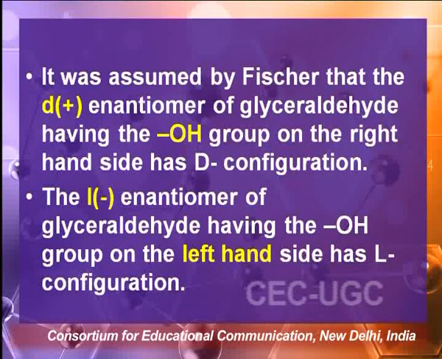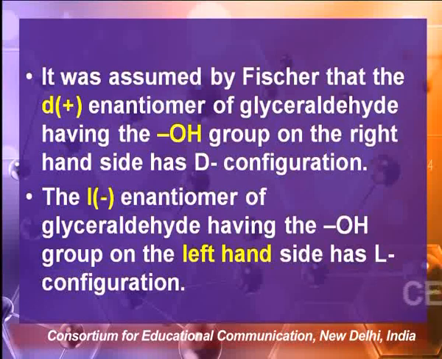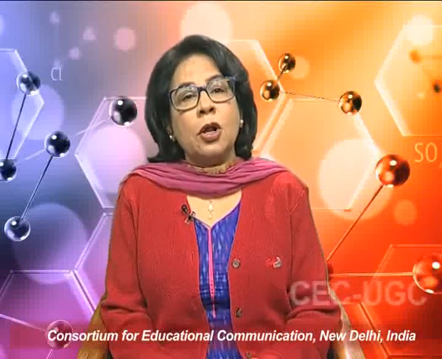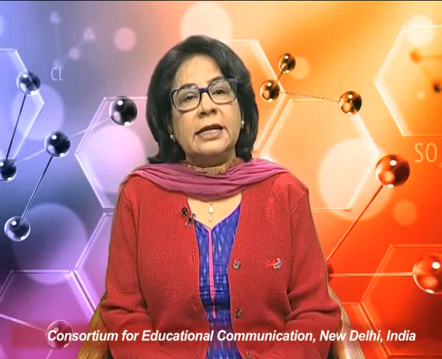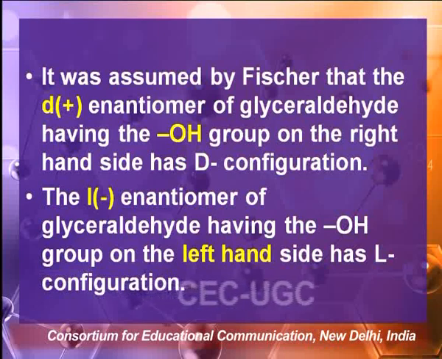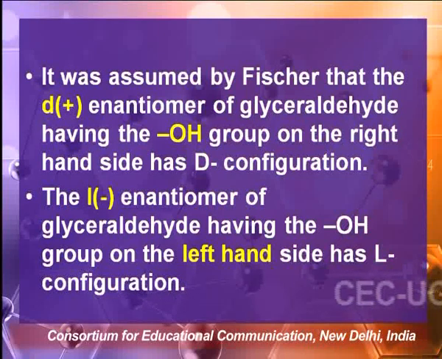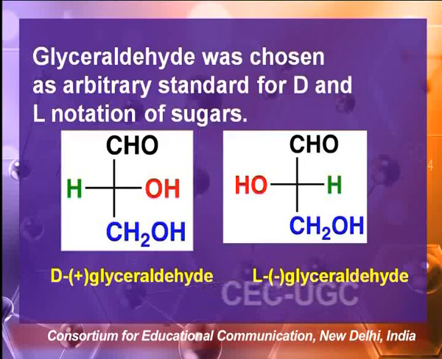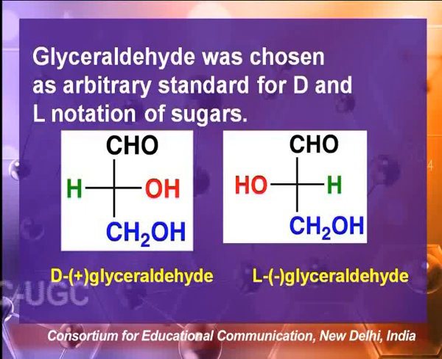He correlated the dextrorotatory nature of the molecule with the position of the OH on the chiral carbon. If the OH was on the right hand side, he assigned it configuration capital D. And the L enantiomer of glyceraldehyde, having the OH group on the left hand side, was given configuration capital L. So glyceraldehyde was chosen as an arbitrary standard for the D and L notations of sugars.